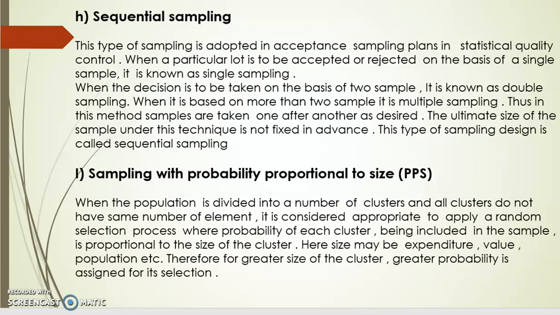Next is sampling with probability proportional to size. In this method of sampling, the greater the size of a cluster, the greater the probability assigned for its selection. PPS is most frequently used for tests of the monetary value of account balances.